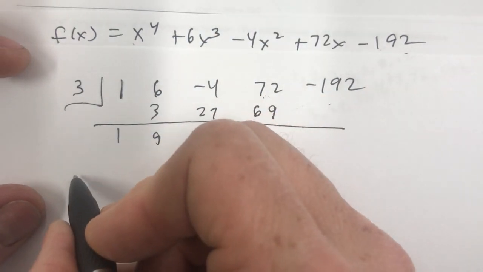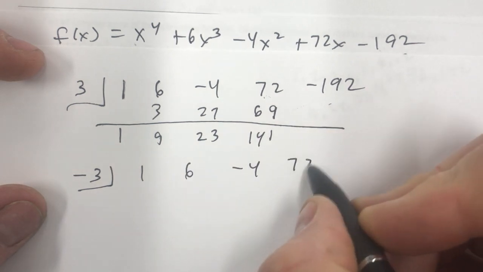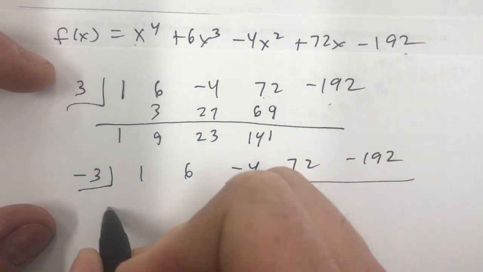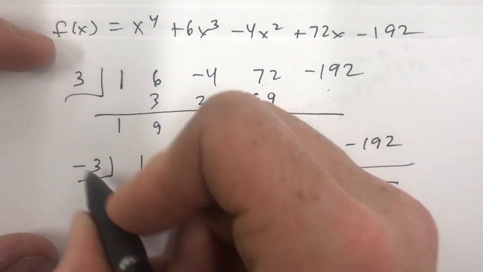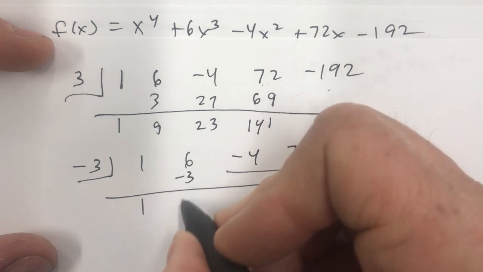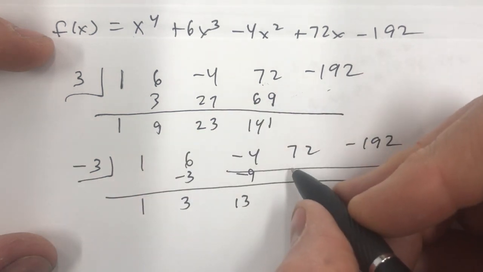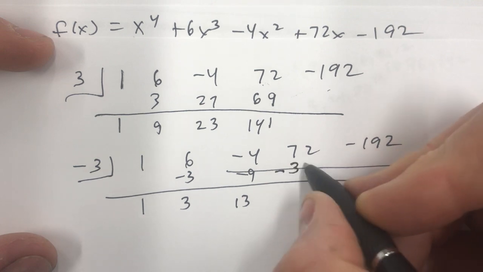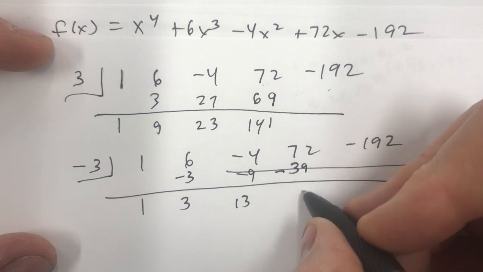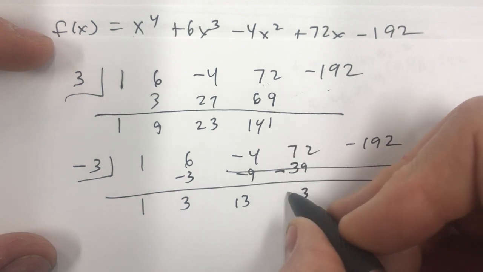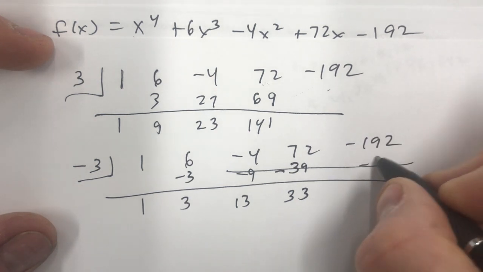All right, let's try negative 3. Number line too, a little too close. All right, so 1 comes down, negative 3 times 1 is negative 3, add these is 3, negative 3 times 3 is negative 9, add these 13, negative 3 times 13 is negative 39, and add these. So it's going to be 12 minus 9, which is 3, 7, 6, 33. And then negative 3 times 33 is negative 99. That didn't work.